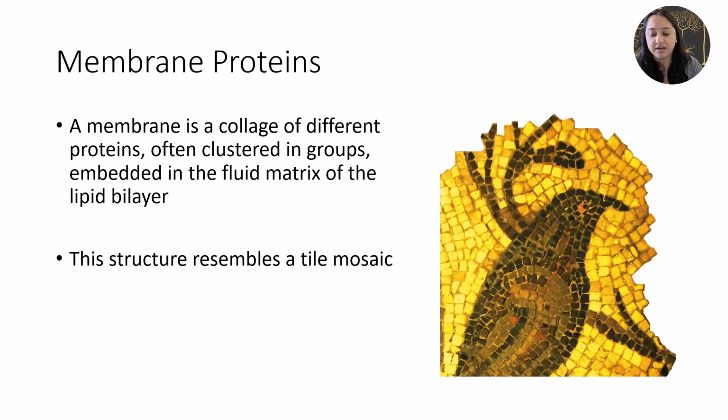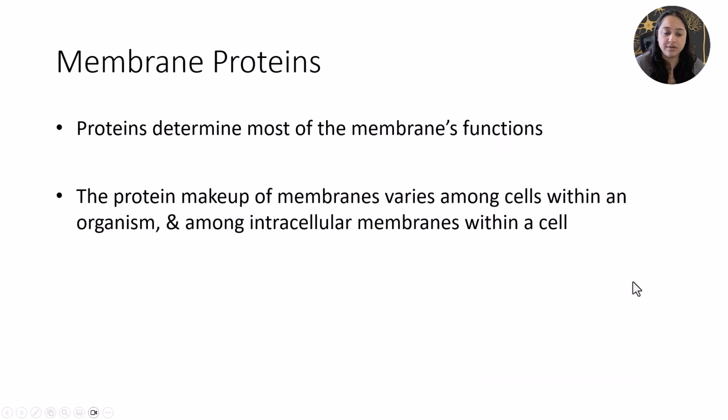So again, back to the idea of membrane proteins. A membrane is a collage of different proteins, often clustered in groups, embedded in that fluid matrix. They say it kind of looks like a tile mosaic. The proteins in a membrane help determine most of the membrane's functions. Different cells that have different special functions are going to have slightly different variations of cell structures. Depending on what a cell is supposed to do will depend on what proteins are in the membrane.